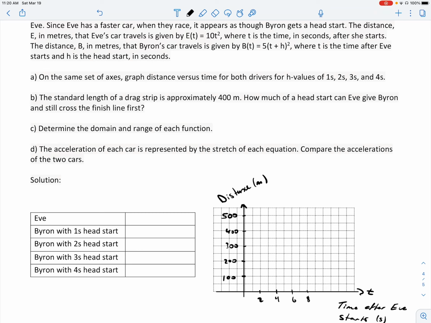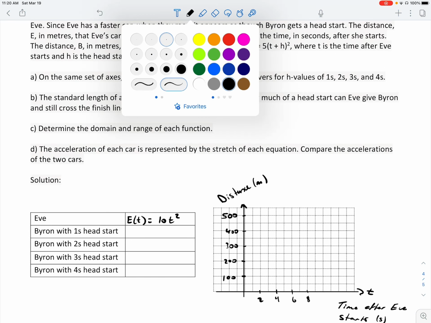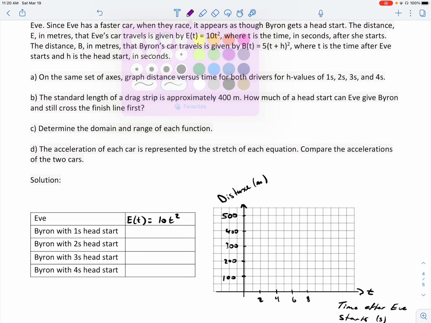So I'll start with Eve. I'll draw hers in black. We'll put everything in this table here. E of t is equal to 10t squared. And then Byron, we'll go with purple. For the first one, we'll do B1. So that's with a 1 second head start. I'm going to put 1 in for h.